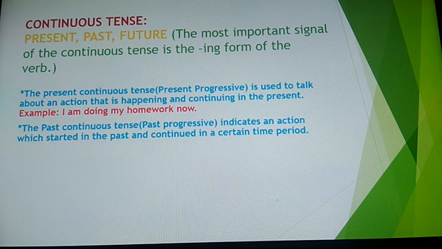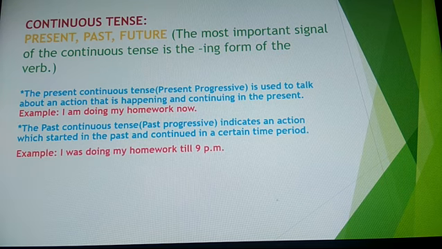The past continuous tense or past progressive tense indicates an action which started in the past and continued in a certain time period. Example, I was doing my homework till 9 p.m. So, present continuous tense means the action started in the present and also still continues in the present. Past continuous tense means the action started in the past and in the past the action has gone on for some time, continued for a period of time, or a certain time period. Okay, so I was doing my homework till 9 p.m.